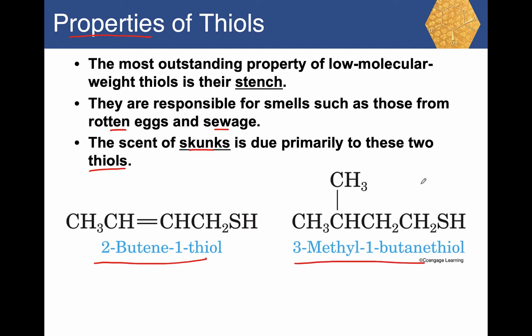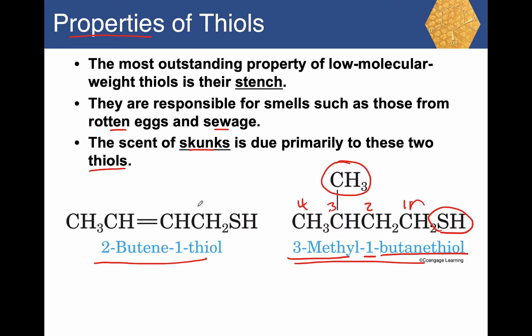As you can see, you can name these. So this is 1, 2, 3, and 4. So it's a butane thiol. The thiol group here is on carbon number 1. So it's 1-butane thiol. And there's a methyl group on number 3. So it's 3-methyl butane thiol.